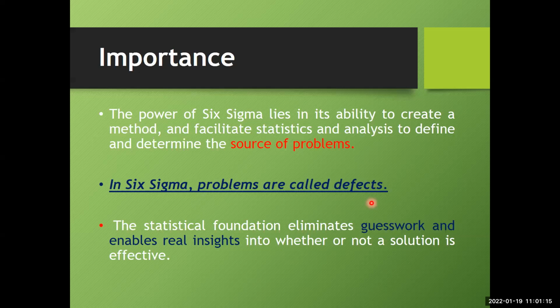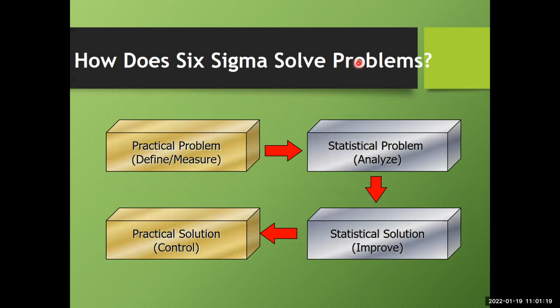And then we form what approach they are being using. How does Six Sigma solve the problem? First, define the practical problem. What is exactly the practical problem? The parts are being rejected. This is my practical problem.